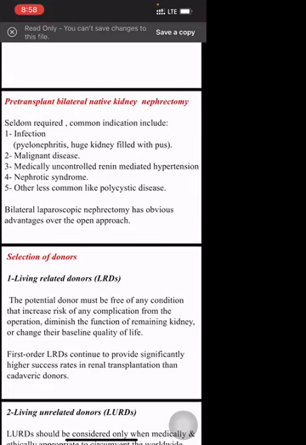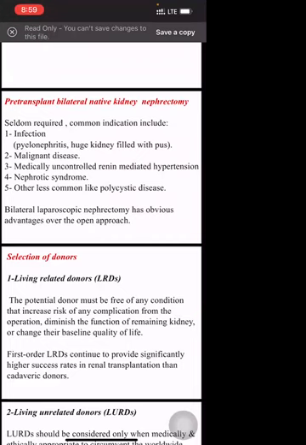Seldom required. Common indications include: 1, infection, something like hydronephrosis, a huge kidney filled with pus; 2, malignant disease; 3, medically uncontrolled renin-mediated hypertension; nephrotic syndrome; and others less common, like polycystic disease. So these are the indications for nephrectomy before or during renal transplantation.